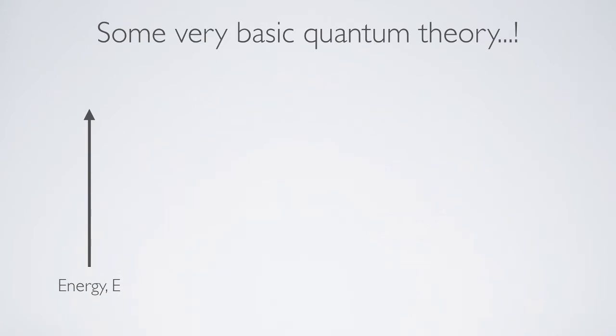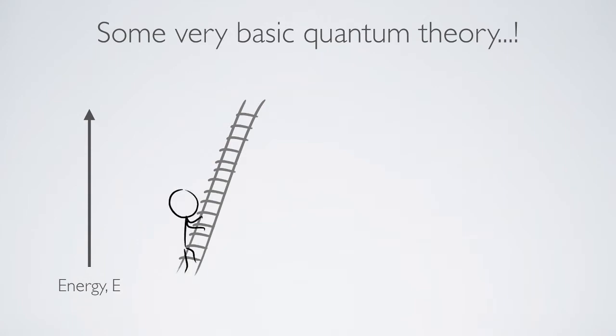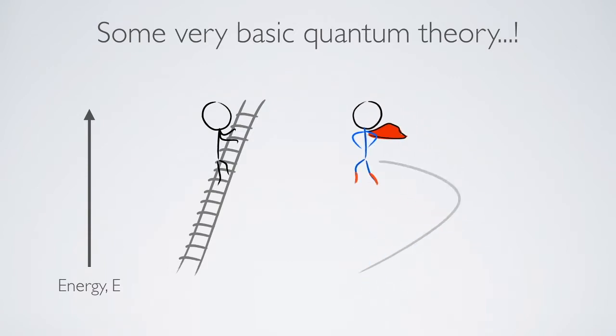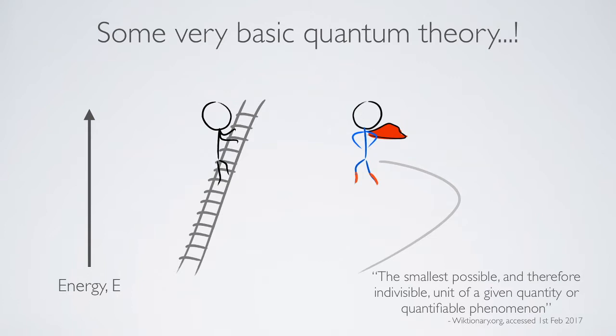To put it in a slightly more tangible way, if we think of a ladder, when we're climbing a ladder, we can only occupy the space on the rungs. We can only occupy specific sites on that ladder. Sadly, as much as we might want to, we can't fly. We have to occupy specific sites. So a quantum is that smallest possible indivisible unit of a quantity or quantifiable phenomenon. In this context, we're thinking of a quantum of energy.